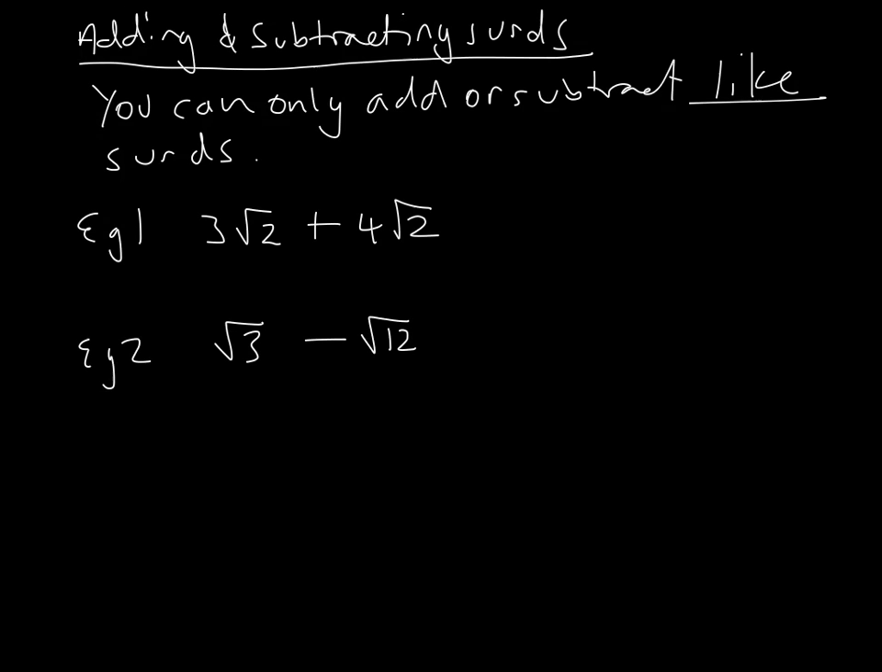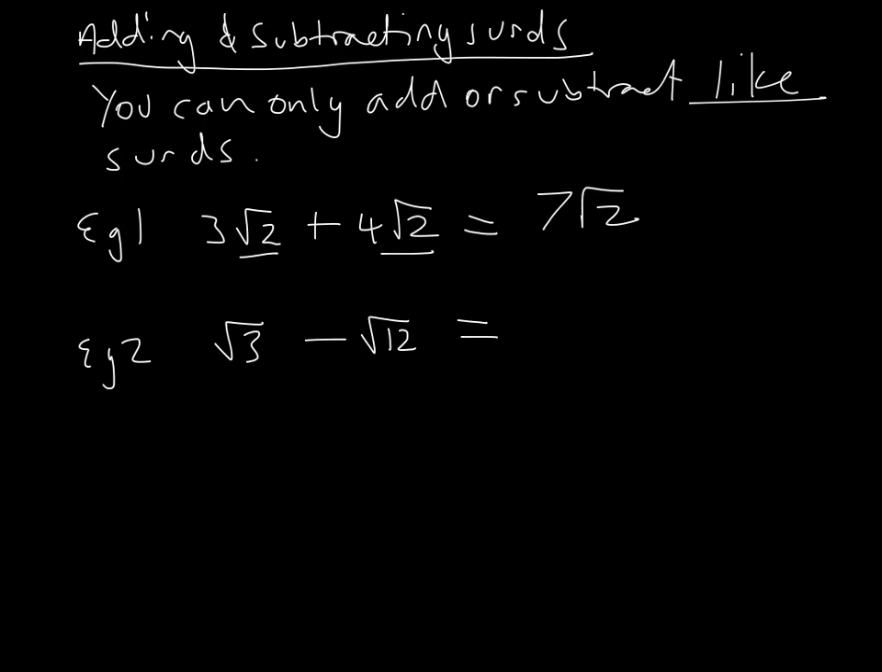Adding and subtracting surds, the rule is you can only add or subtract like surds. So if you have a look at the first example here, I've got 3 root 2 plus 4 root 2. Because they're like surds, root 2 and root 2, we just say 3 plus 4 is 7 root 2.